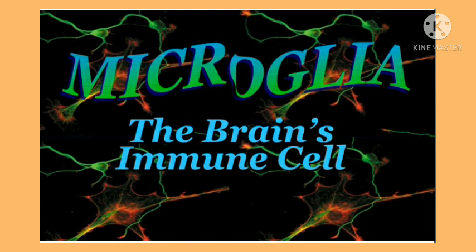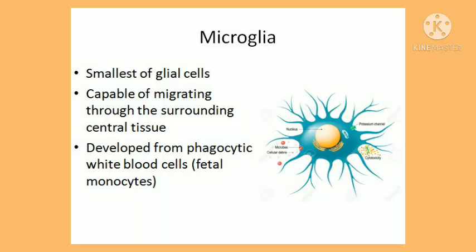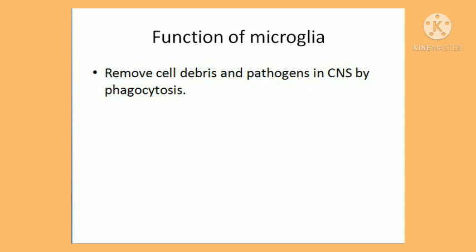The microglial cells are the smallest of glial cells and are capable of migrating through the surrounding neural tissues. Microglia do not develop in the neural tissue. They are derived from phagocytic white blood cells, fetal monocytes, that migrate from the blood into the nervous system before birth. Functions of microglial cells are to remove cellular debris and pathogens in the central nervous system by phagocytosis.